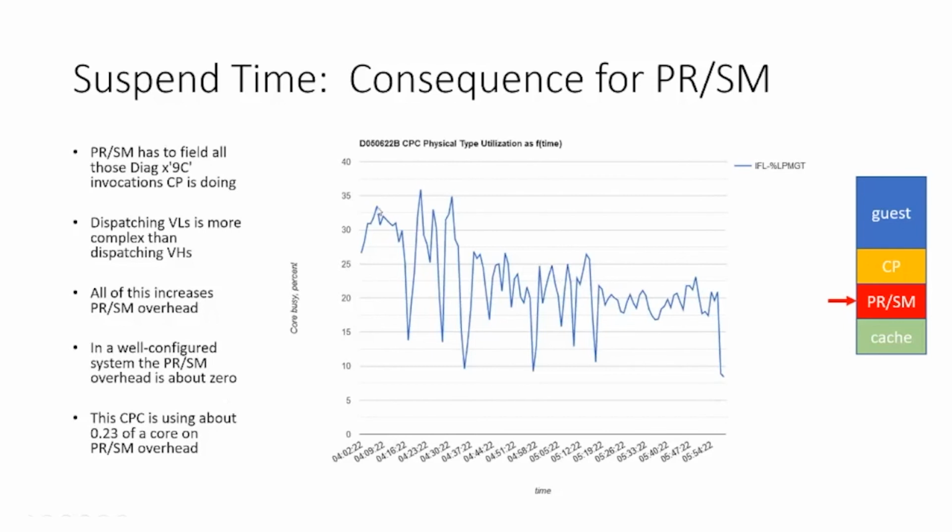If we had a well-configured system where entitlement was set so that we didn't have to do all these 9Charlies and we didn't experience suspend time, the Prism overhead would be a lot smaller, and that's CPU time that can be returned to you for use by your workload instead of overhead time spent in the Prism hypervisor. So yet another consequence of suspend time, something we really want to avoid.